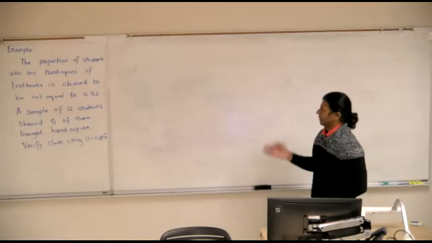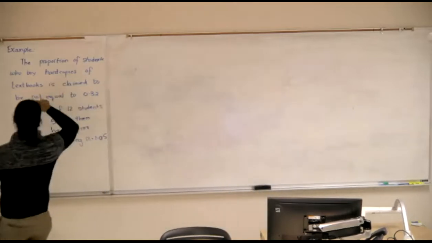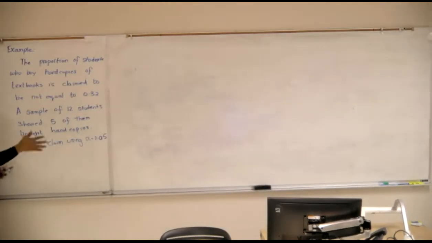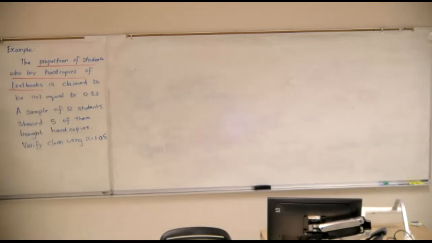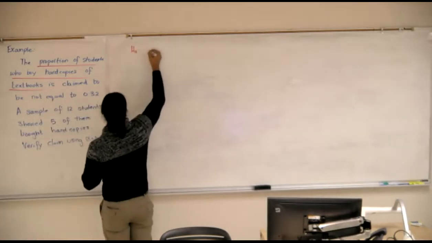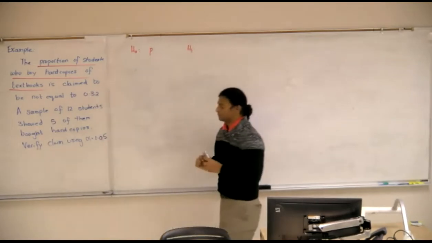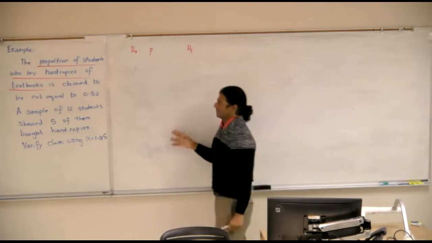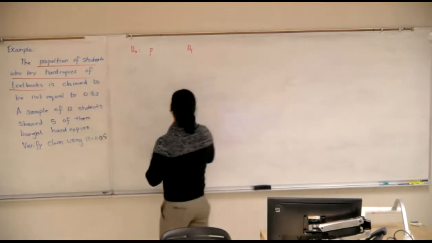So the proportion of students who buy hard copies of textbooks is claimed to be not equal to 0.32. The population proportion is the proportion of students who buy hard copies of textbooks. The null and the alternative will form the definition. The claim here is P is not equal to 0.32.